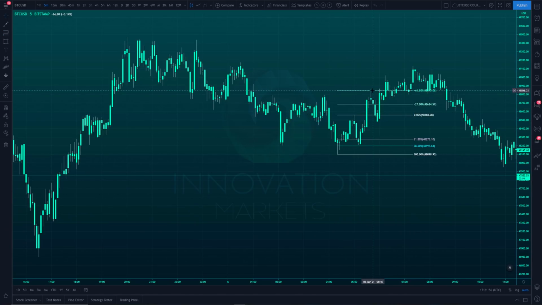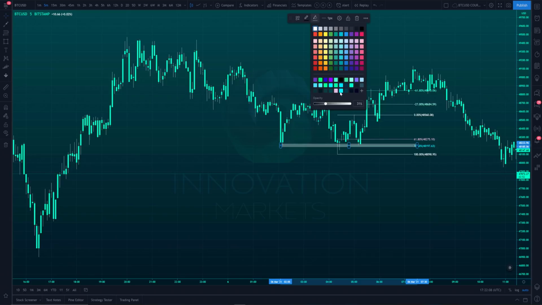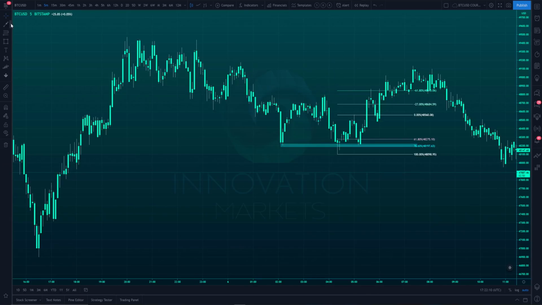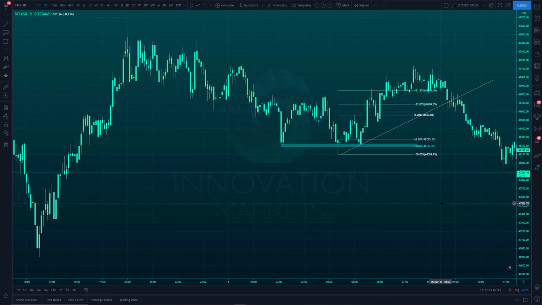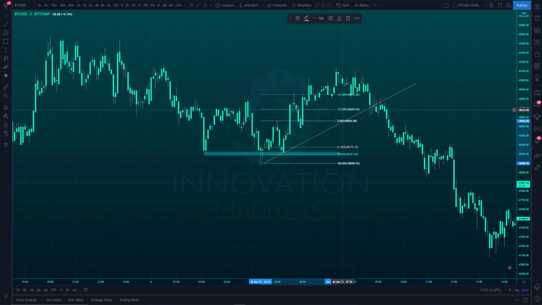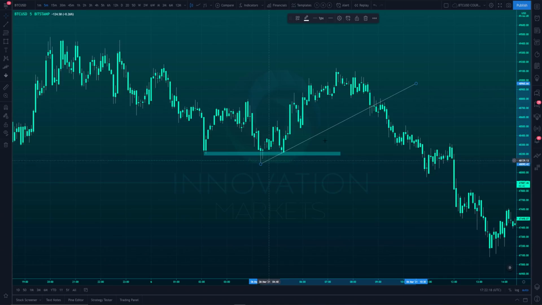A, B, C, D. But of course, you can't just jump on the chart and do this out of nowhere. You do, of course, need to have other analysis in line with your analysis as well, such as support and resistance, such as a potential trend line, which we can see over here. Let's plot that out properly. It was then broken. What can we do to potentially identify that one?